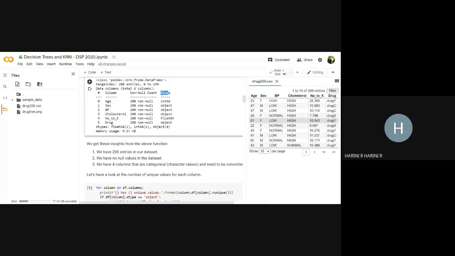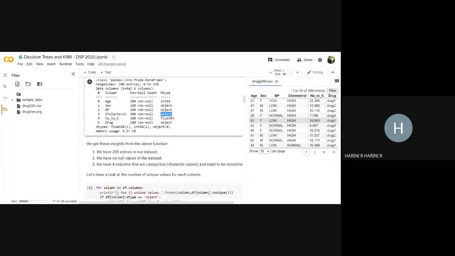It also tells us what the data type of each column is. If you see, the age is an integer and the sodium to potassium level is a floating point, like the decimal. But all the rest are what we call categorical. BP has 3 categories here: high, low, and normal. That's why it says the data type is object type.